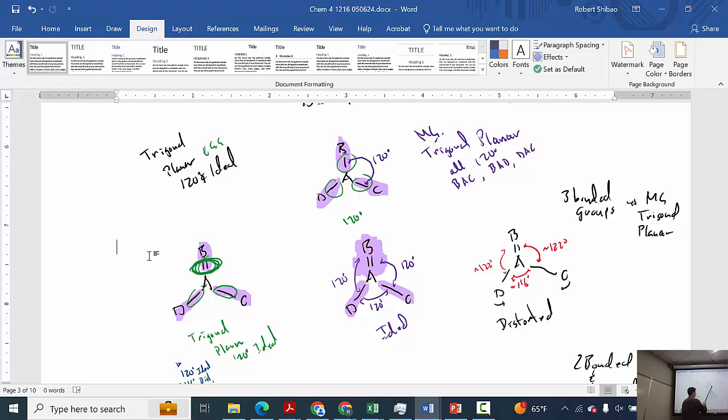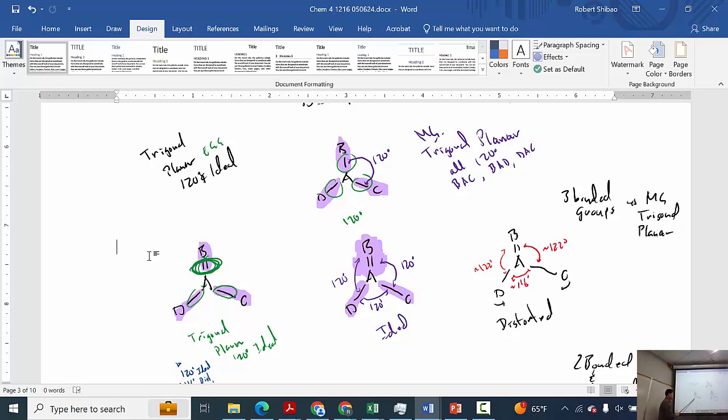With these three atoms bonded to A, then we look at the molecular geometry. The molecular geometry matches the group geometry. And so the molecular geometry is 120 degrees. And so all the angles, BAC, BAD, and DAC are 120. They're all the same, regardless of the size of the atoms themselves. That's different than this case.